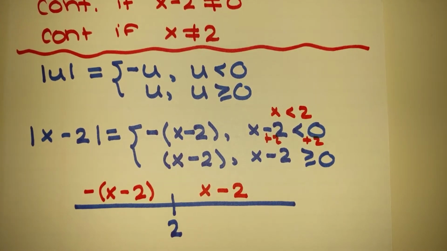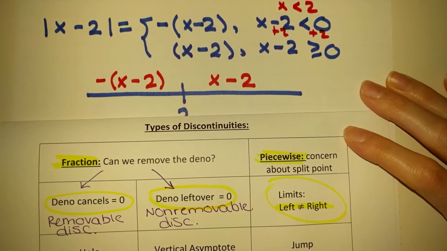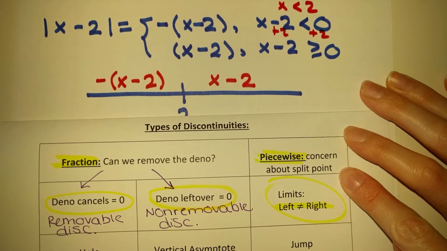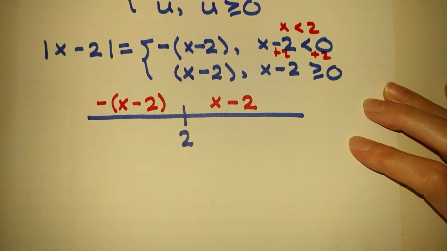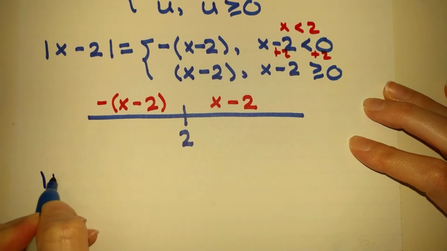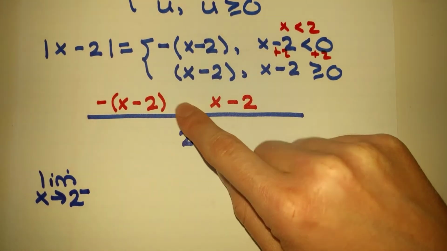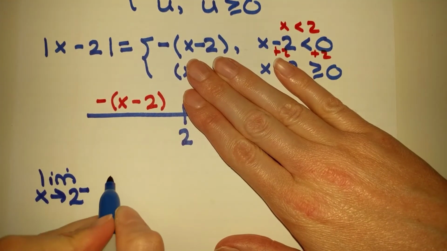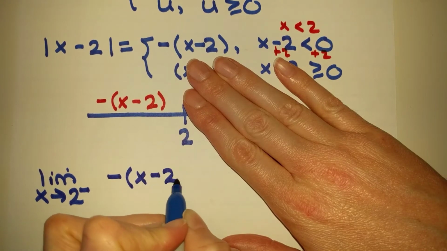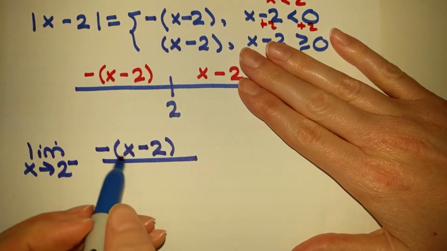So in this particular situation, yes, we have a fraction, but really what is going to drive the type of discontinuity is the fact that we have a piecewise function, and so we are interested in what the limit is from the left and from the right. So if I were to take the limit from the left, I would be using the left-hand side here. I would be using this negative x minus 2, or negative parentheses x minus 2 quantity for the absolute value. And I would still have the original denominator of x minus 2.